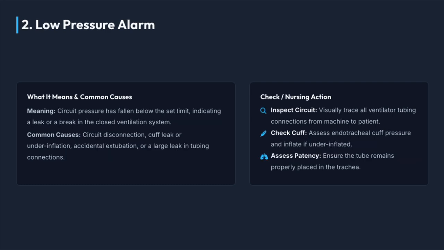The low-pressure alarm signals a potential leak or disconnection in the system. Inspect the circuit connections, check the endotracheal cuff for proper inflation, and ensure the tube remains correctly positioned.